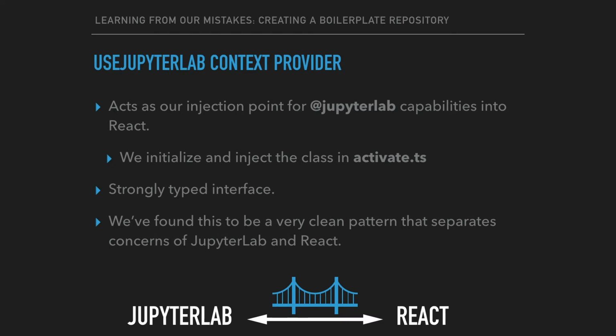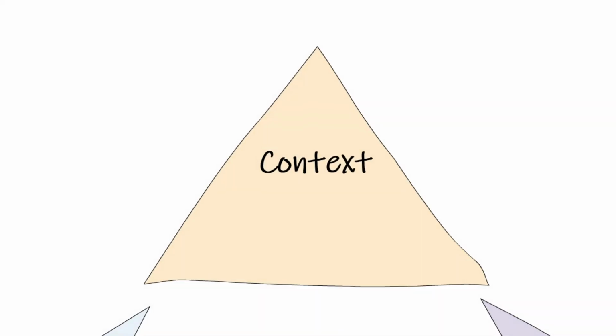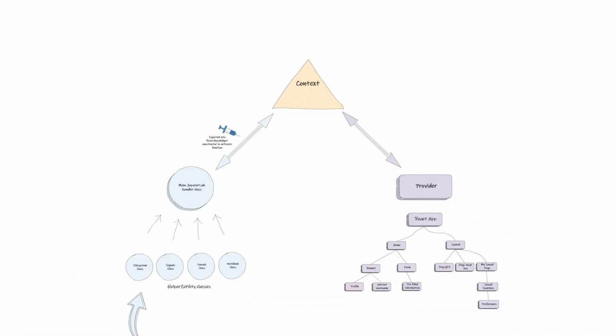One thing I'd like to talk about is the context provider. This is how we facilitate communication between the JupyterLab libraries and React. Let's dive into it. If you don't know what context is, by the way, that's okay. It's a global variable that the React app can access from anywhere.